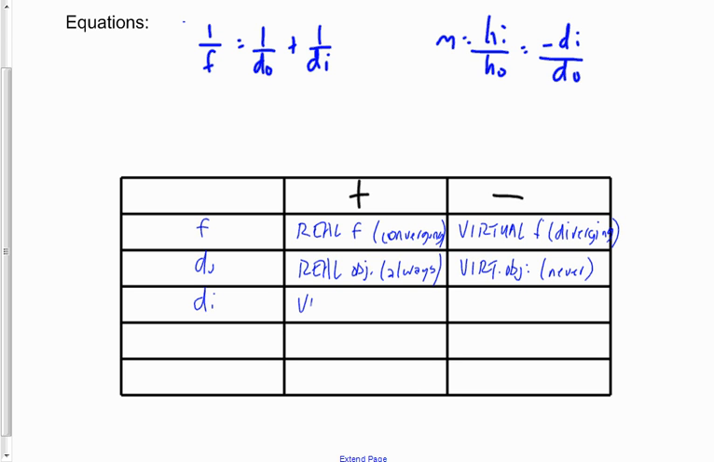dI is positive when you have a real image, and dI is negative when you have a virtual image. And that depends upon, there's no real rule that we can put in brackets for that because it depends upon the particular situation that you're in.